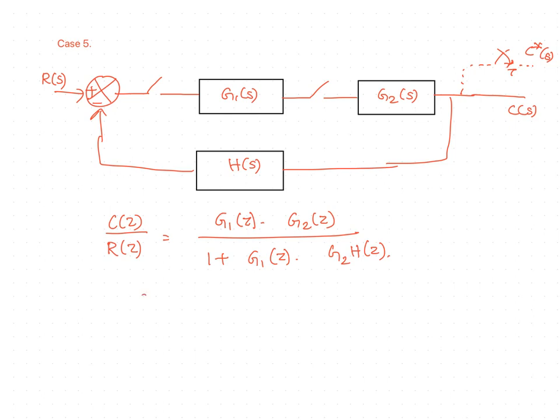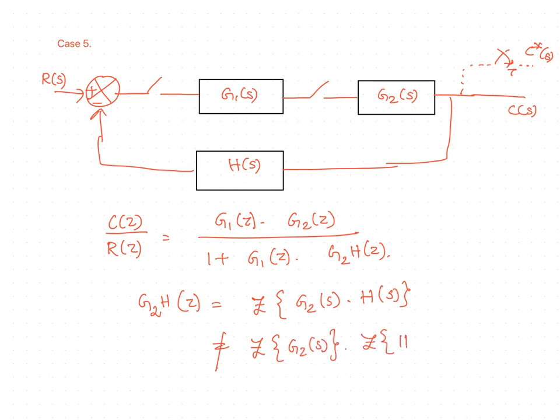We should keep in mind that G2H of Z is the Z transform of G2 of S into H of S, and that is not equal to the Z transform of G2 of S into the Z transform of H of S. This is very important. When there is no sampler in between, we first need to combine the two transfer functions, then maybe do the partial fraction expansion and then find the Z transform.